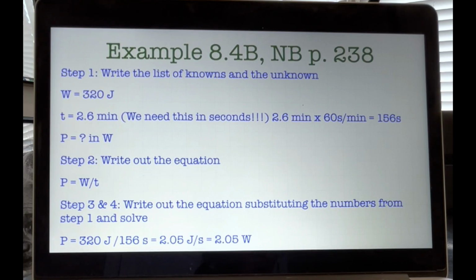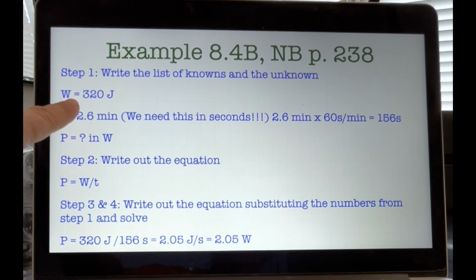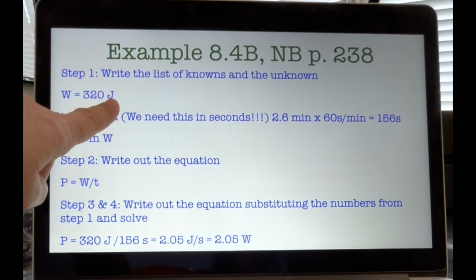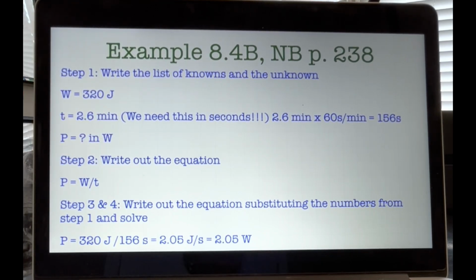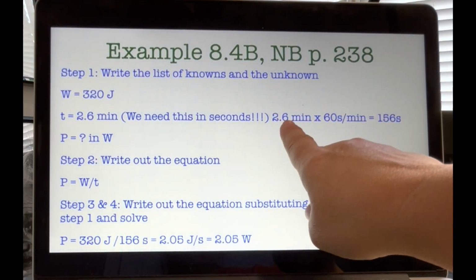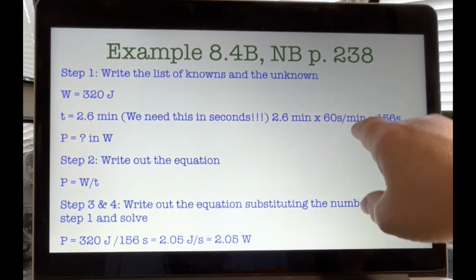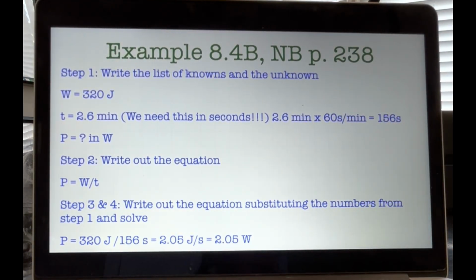8.4b. A girl runs up a flight of stairs in 2.6 minutes. If the work she has done is equal to 320 joules, how much power did she use to climb the stairs? Okay, first of all, always write what we know. The work is 320 joules. The time is 2.6 minutes. Well, we should realize right there, we need this in seconds. So we can do a quick conversion. 2.6 minutes times 60 seconds over a minute gives you 156 seconds. All right, so now we have our seconds.